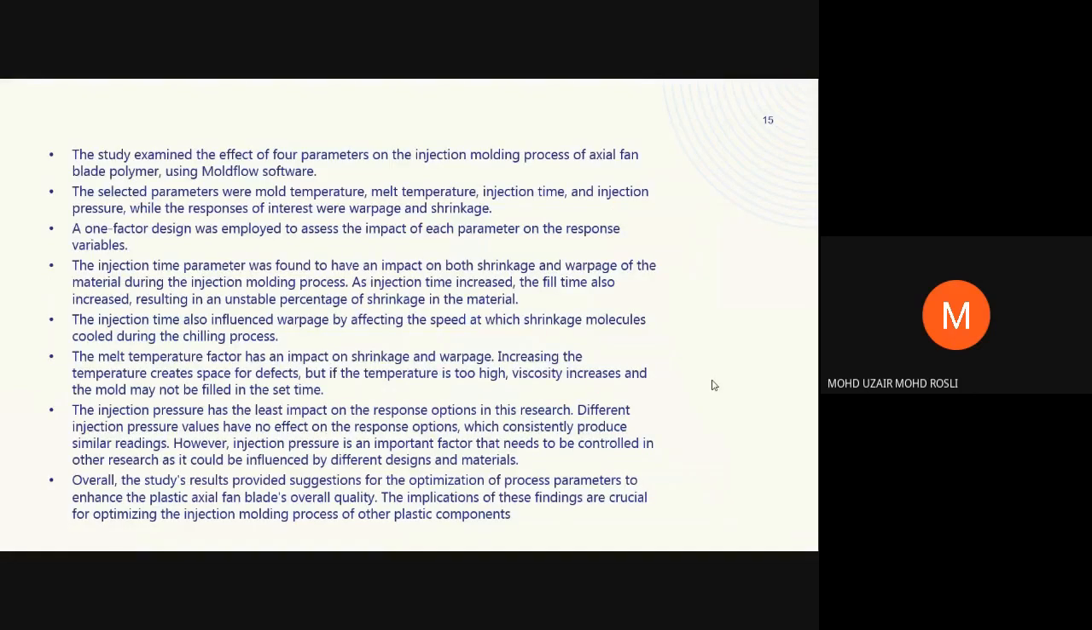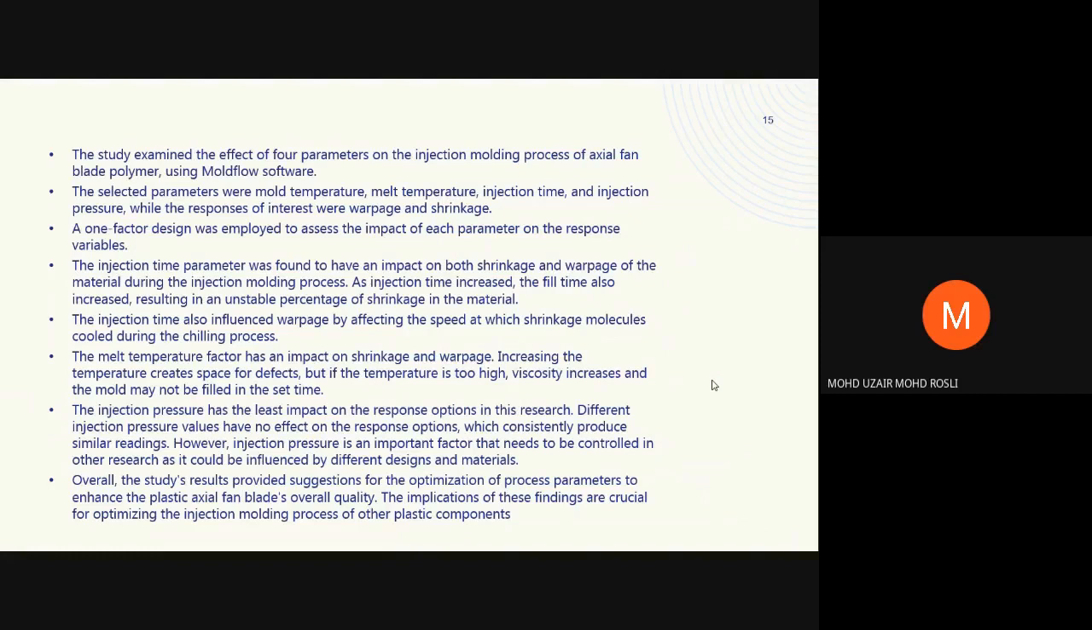So in conclusion, the study examined the effect of four parameters in the modeling process of an axial fan made of polymers using Moldflow software. The selected parameters were mold temperature, melt temperature, injection time, and injection pressure, while the responses of interest were warpage and shrinkage. The one factor design was employed to assess the impact of each parameter on the response variables.